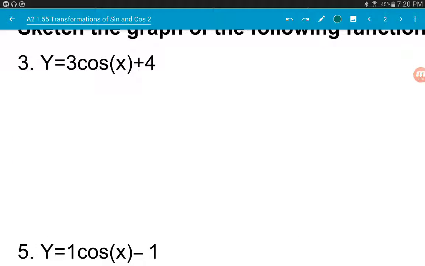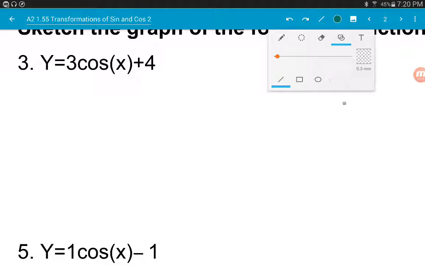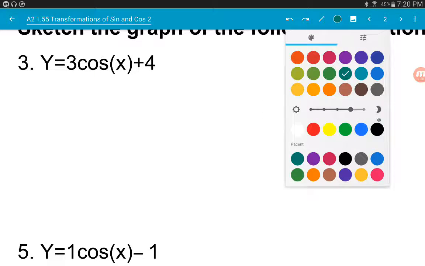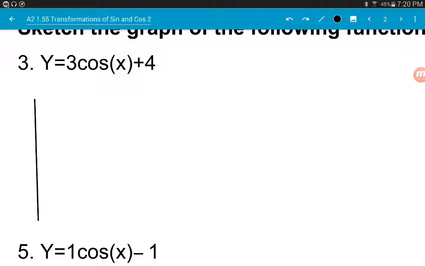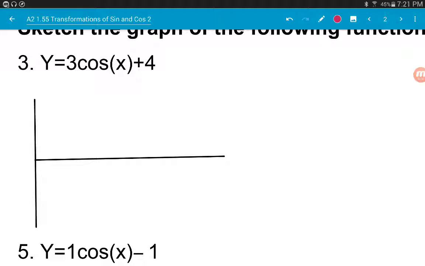If I want to graph these, the first thing I'm going to need is axes. So every time I start one of these questions, I'm going to draw my own axes. I'll make those in black. This is my y-axis, and this will be my midline. I'm not going to draw the x-axis because the x-axis doesn't really matter to me. What I need is the midline, which in this case is going to be positive 4.